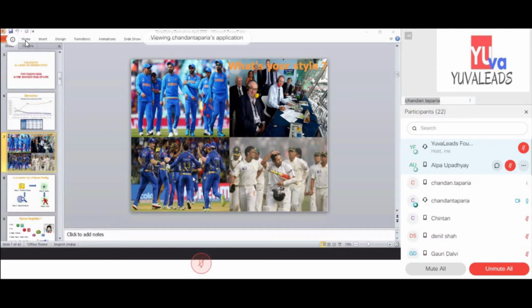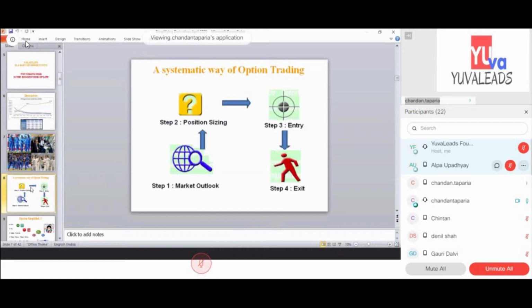So what I understand is, when you are a trader, you need to know the style of the T20. But when you are an investor, you need to know the style of the test matches. The longer you stay, the better the result will be, like in test matches. But for the T20, or for the trader, you need to know the concept from the trading or T20 point of view. Now, if I talk about the next picture, that is the systematic way of the options in derivatives trading.